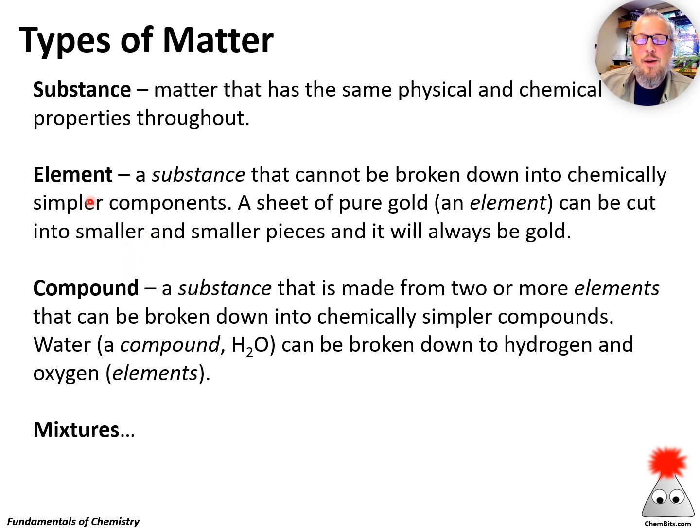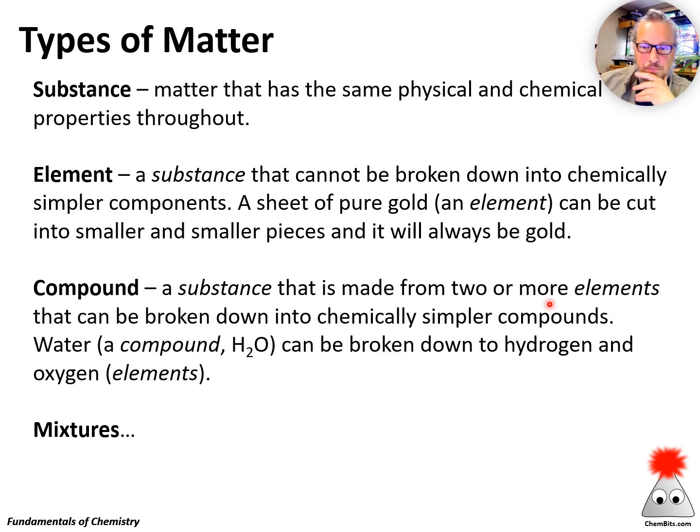So elements, no matter how much we subdivide them, no matter how much we tear them, no matter how much we break them apart, they're always the same building block unit, and it can't be broken down into chemically simpler things through chemical change. A compound is a substance that's made from two or more elements, and it can be broken down into chemically simpler compounds by undergoing chemical change. So water's my favorite example because everybody knows that water is H2O. It's made of hydrogen and oxygen. We can break water down into hydrogen and oxygen.